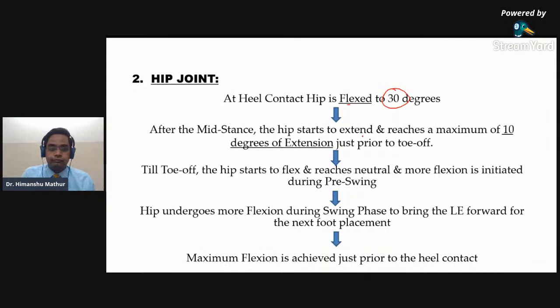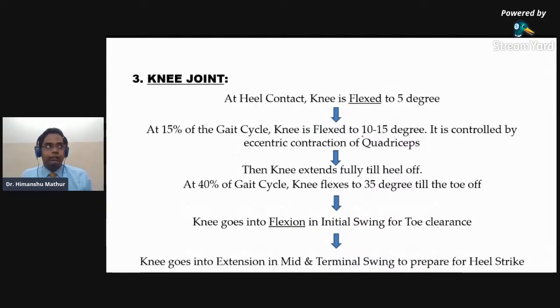All right, now coming on to the knee joint. In the normal condition, at the heel contact, the knee is flexed to 5 degrees. At 15% of the gait cycle, the knee is flexed to 10 to 15 degrees and is controlled by the eccentric contraction of the quadriceps. Because you are putting weight onto the flexed knee, that is the point where the quadriceps contract eccentrically. It allows you to go into the movement by its lengthening contraction.